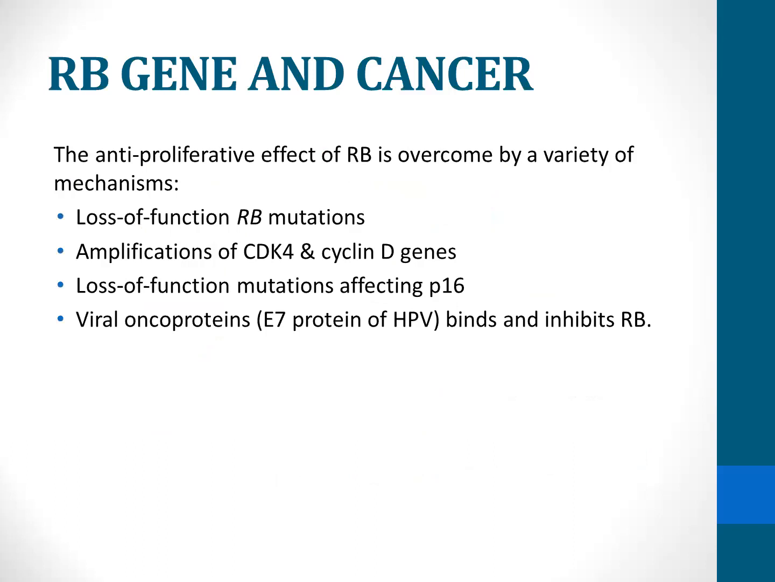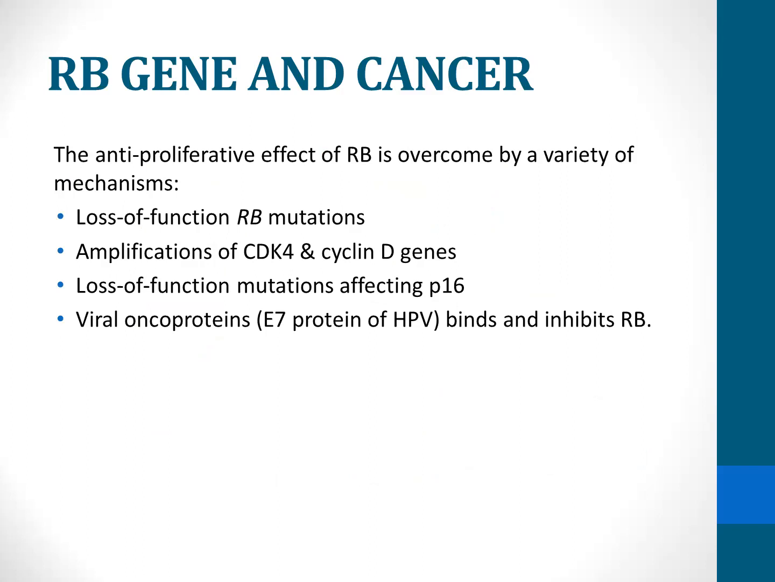The anti-proliferative effect of the retinoblastoma gene is overcome by a variety of mechanisms. Loss of function mutations can occur in this gene. Cyclin genes or cyclin-dependent kinases may be amplified. When cyclins and/or cyclin-dependent kinases are amplified, they hyperphosphorylate the retinoblastoma gene or make it inactive. So when the tumor suppressor gene retinoblastoma is inactive, it cannot perform its function of suppressing the tumor.